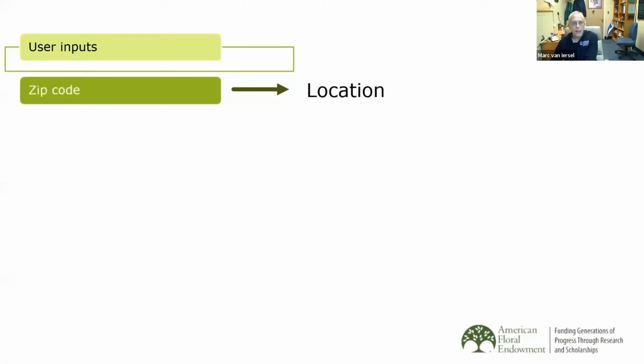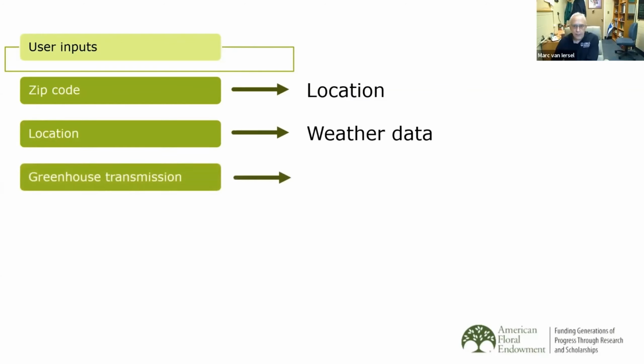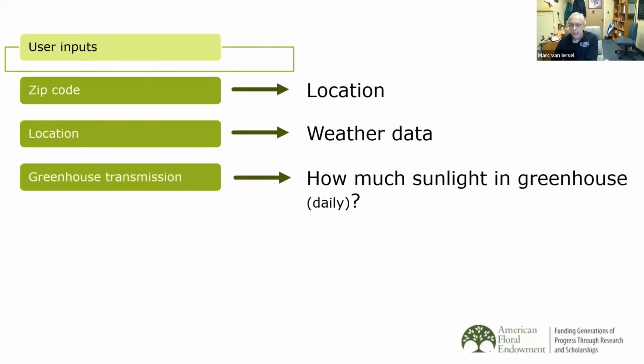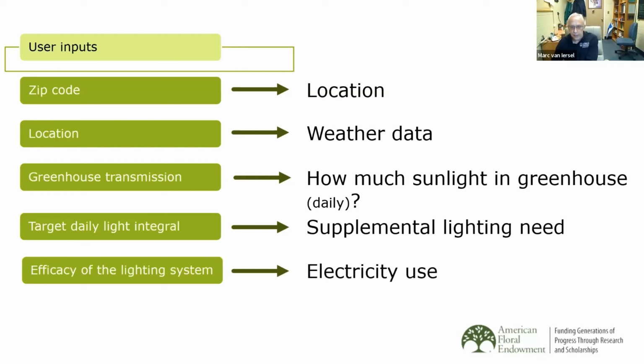So the basic idea behind how these calculators work is that you enter your zip code. That allows us to go to a database and figure out your location. Once we know your location, we go to a different database where we can get historical weather data that allows us to estimate how much sunlight you get in your specific location. You enter the transmission of your greenhouse. That allows us then to calculate how much of that sunlight that is available in your location actually gets into the greenhouse. And once we know how much light you get in the greenhouse and we know how much light you actually want, or the target daily light integral, we calculate how much supplemental lighting is needed. If we know how much light is needed and we know the efficacy of your lighting system, we can calculate the electricity use. And once we know the electricity use, we can calculate the cost of that electricity based on the specific price that you pay for the electricity in your particular location.